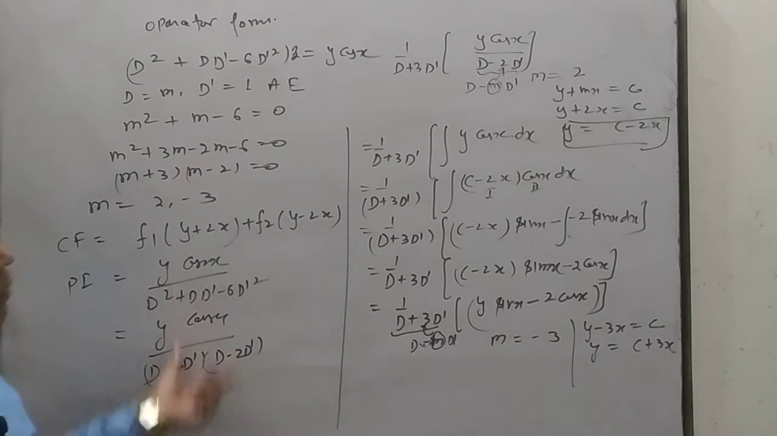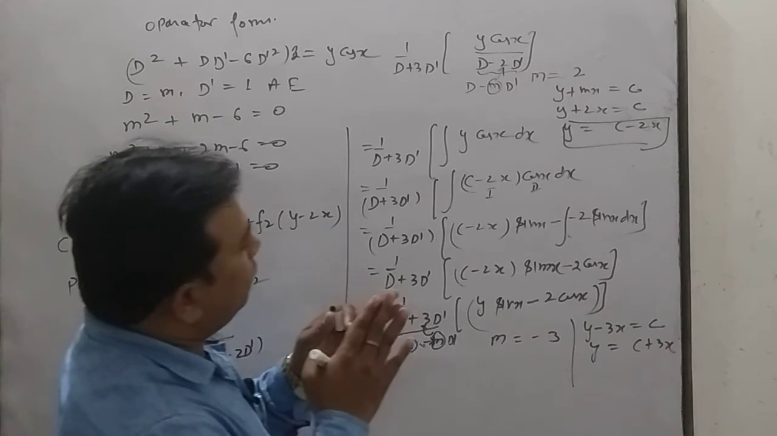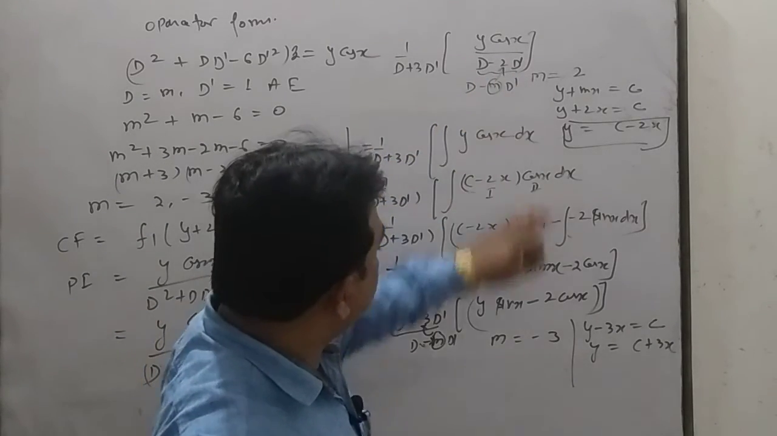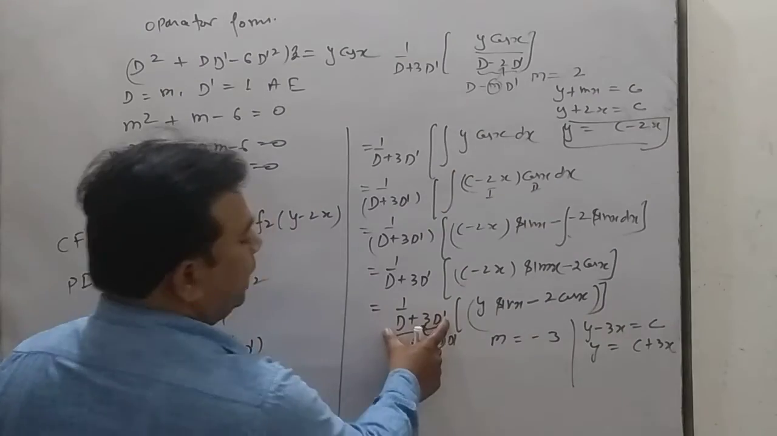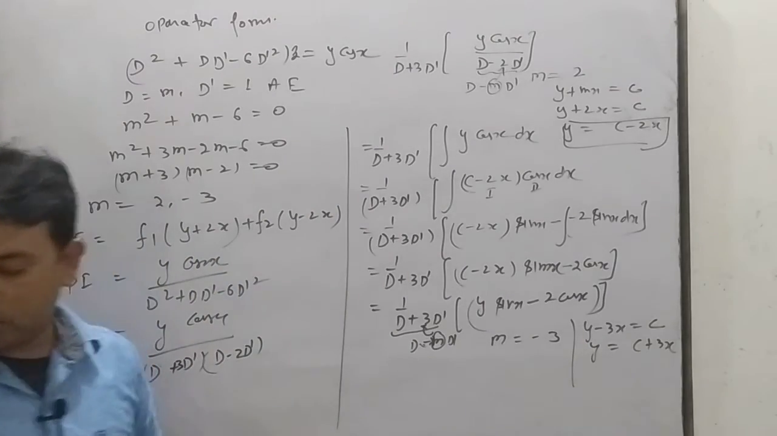We factorize the function and separately find the PI of the first factor, D minus 2D dash. We get this value. After that, again find the value of the second factor and integrate this function. Please make a note.